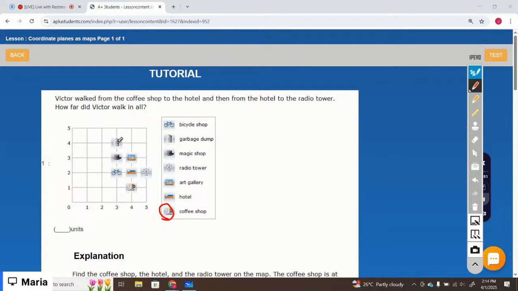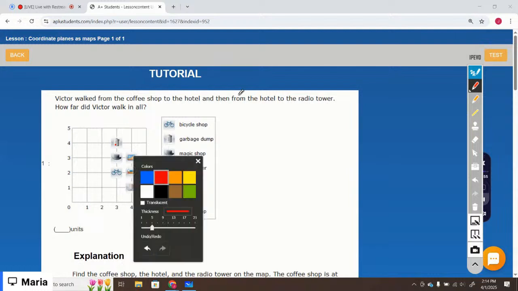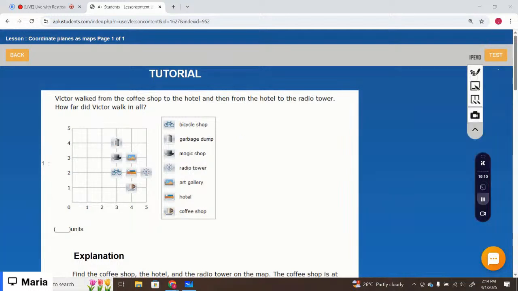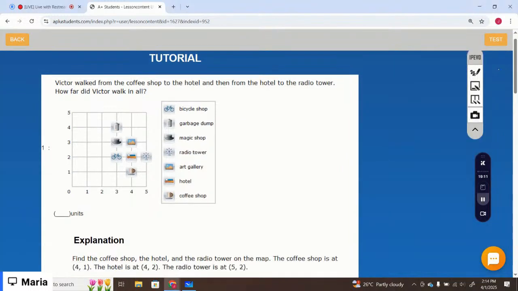Victor walked from coffee shop to hotel. One, two, three, four. Okay, here it is. And then from hotel to the radio tower. So here is hotel. So radio tower is then five. How far did Victor walk in all? So he walked 5 minutes.